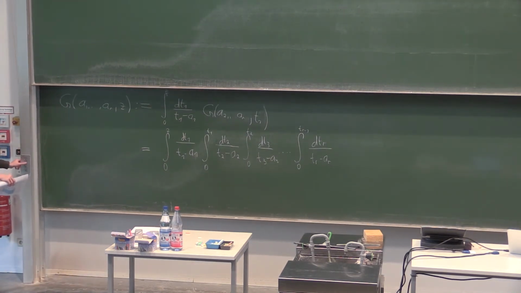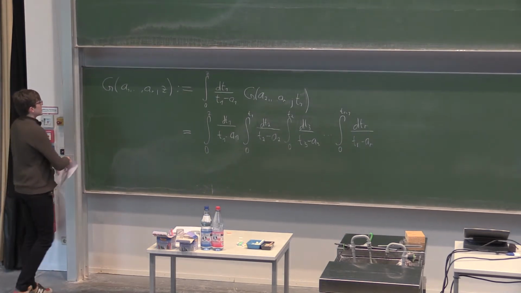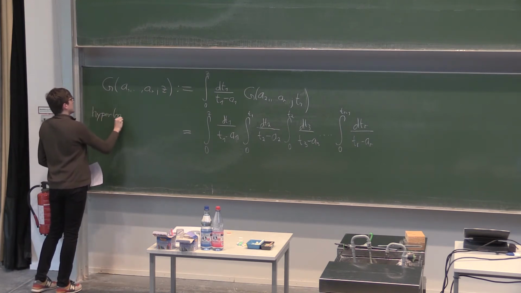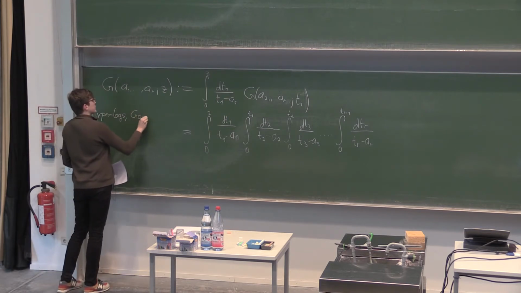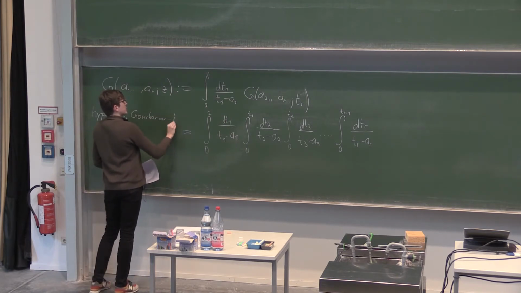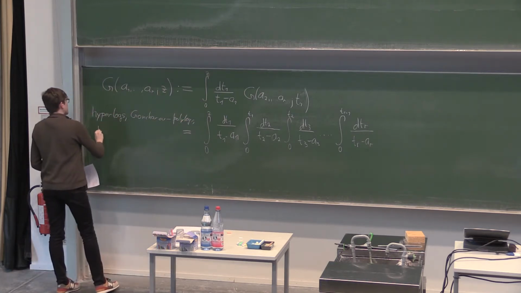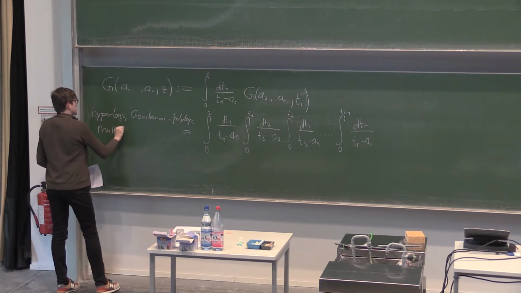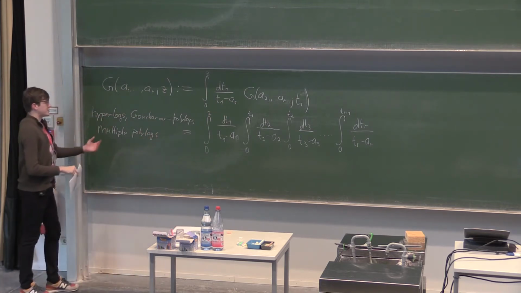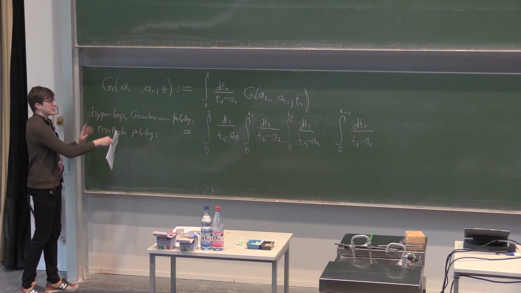These functions have different names. I like to call them hyperlogarithms. They're also called Goncharov polylogarithms, since this notation is certainly due to Goncharov. You can also just think of them as multiple polylogarithms. Usually you define multiple polylogs in terms of a sum, but you can translate the two into each other. They're really all just phrases to talk about the same type of functions.